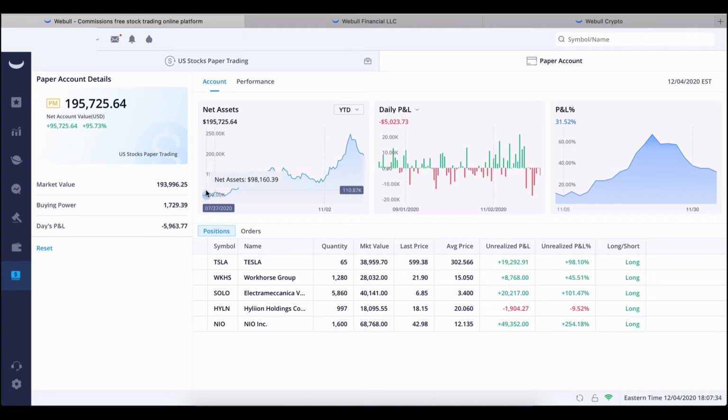July 23rd is when I started this challenge, and we took this paper trading account all the way to double, a little bit under. We went over 250,000. Damn, we should have cashed out there, right? But this is paper trading.